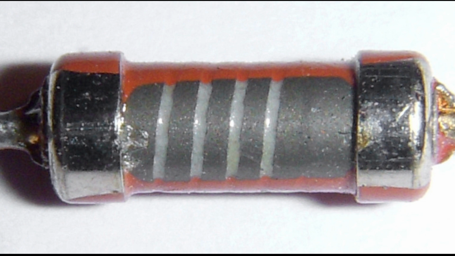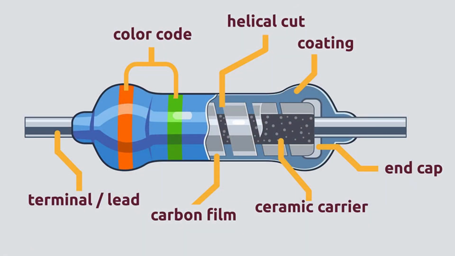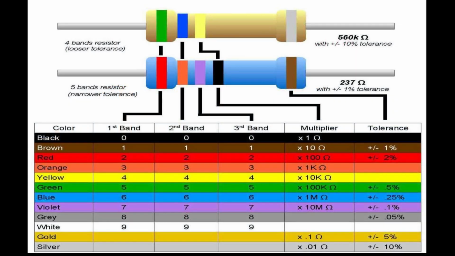The ratio of carbon dust to ceramic, conductor to insulator, determines the overall resistive value of the mixture, and the higher the ratio of carbon, the lower the overall resistance. The mixture is molded into a cylindrical shape with metal wires or leads attached to each end to provide the electrical connection as shown, before being coated with an outer insulating material and color-coded markings to denote its resistive value.